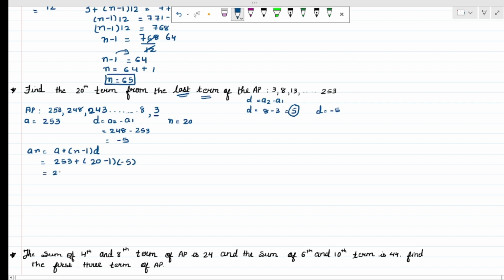So it becomes 253 plus 20 minus 1, it becomes 19 times minus 5. Now multiply your 19 with 5. You will get minus 95. So 253 minus 95. So what will be your AN's value? AN equals 253 minus 95. It gives you 158. So your AN becomes 158. Keep this answer in the box.